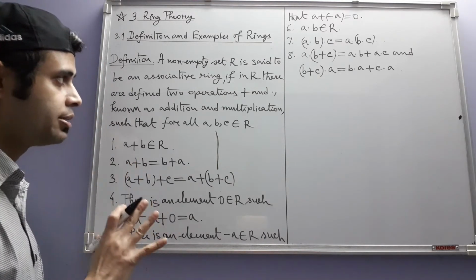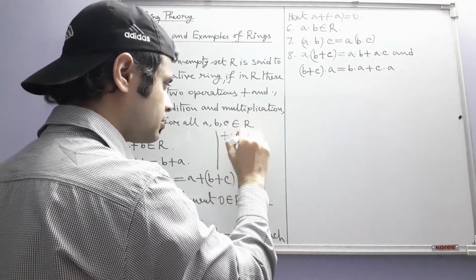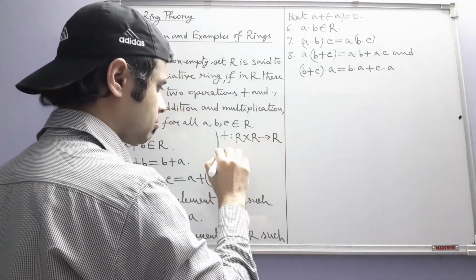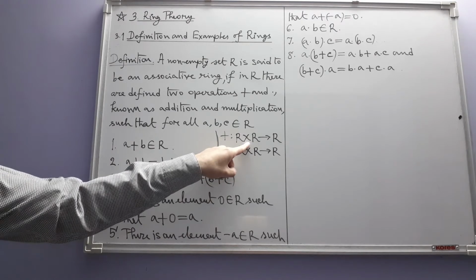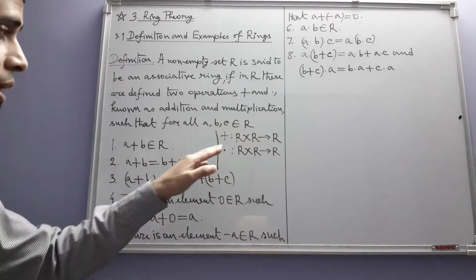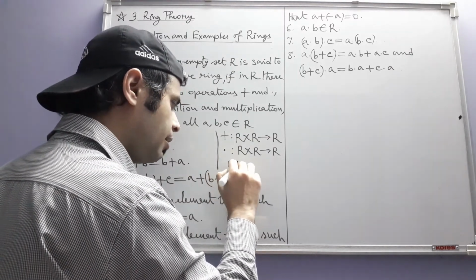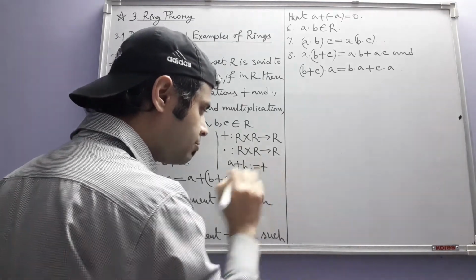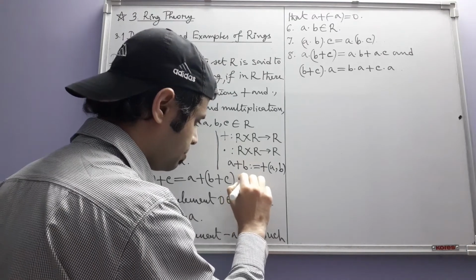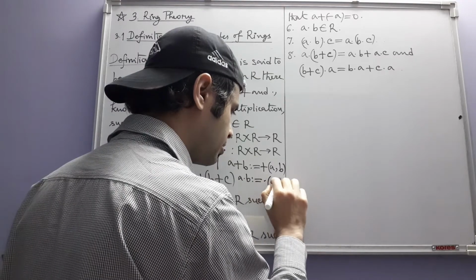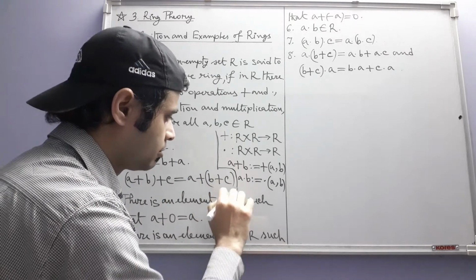Although there is no need to say this, let us quickly recall what this actually, strictly speaking, means. These operations are by definition functions which look like this. Each one of them is a function from the Cartesian product R cross R into R. A plus B by definition is the value of this function plus at the ordered pair A comma B. Just like that, A dot B means the value of the function dot at the ordered pair A comma B. For simplicity, we write these functional values like this. That's what they are.